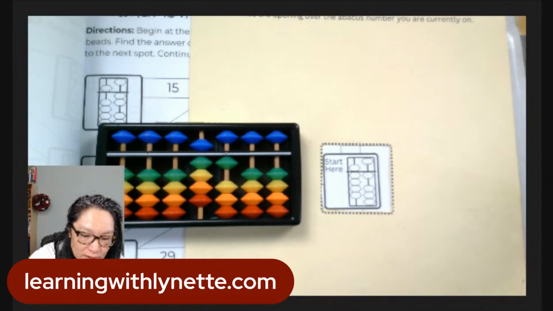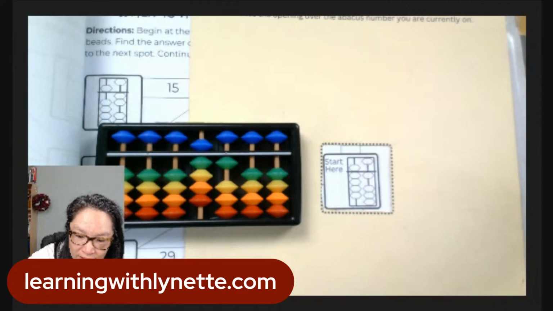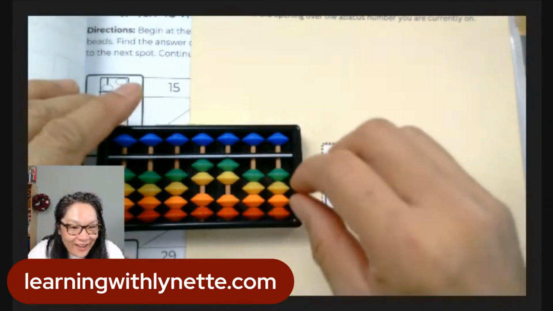Can you divide with this? Yes, I can divide with this. Can I show you? Not right now. Because I want to know, can you read this? If you don't know how to read this, then there's no point of dividing or multiplying. Because I could do this and you won't know.